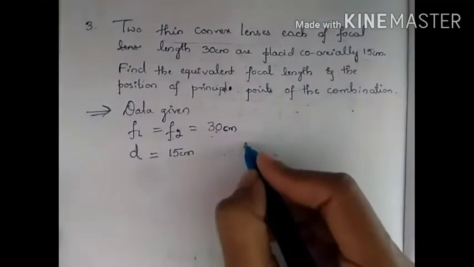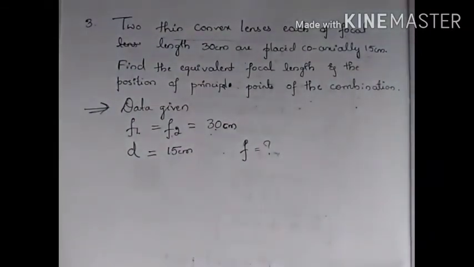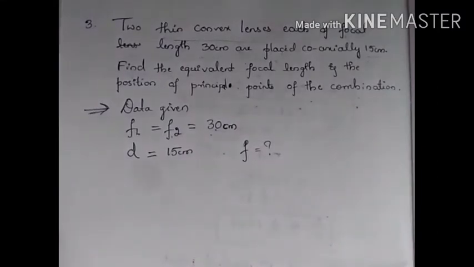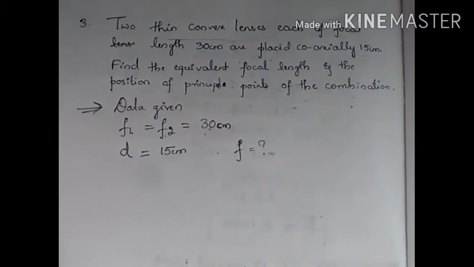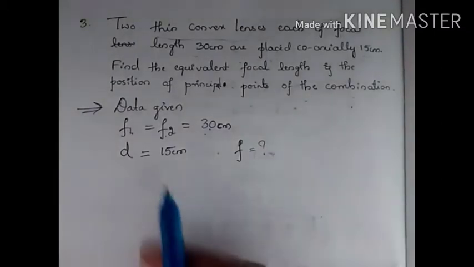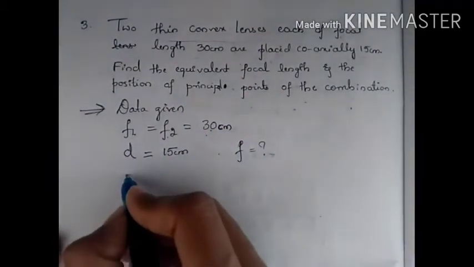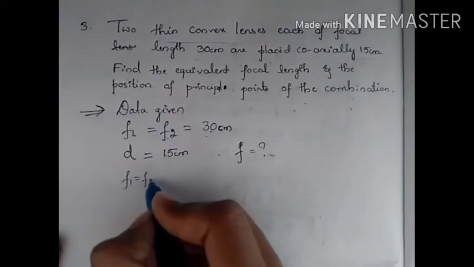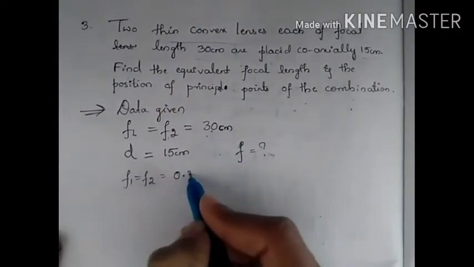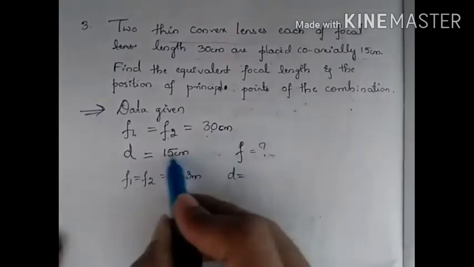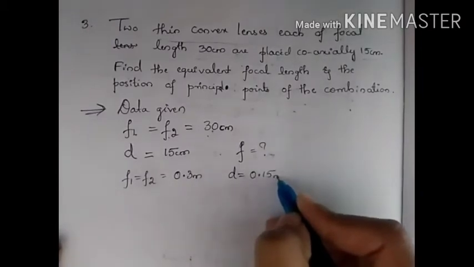So we have to find F and the position of principal points of the combination. First let us try to find F, then we will go for the position of principal points. Now these two quantities are in centimeters, so you can convert them into meters. 30 centimeters is equal to 0.3 meters and D, 15 centimeters, is equal to 0.15 meters.